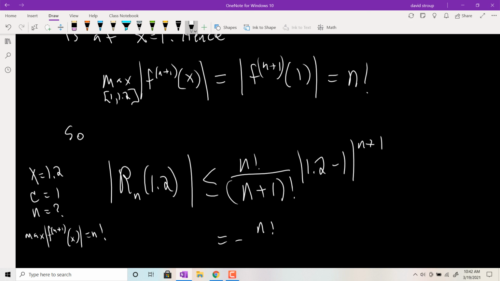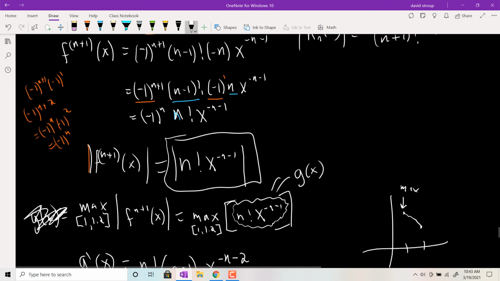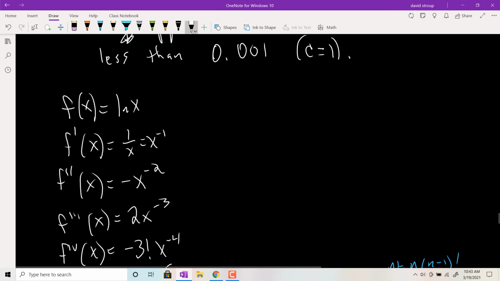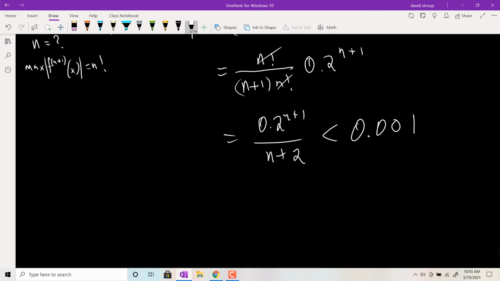Simplifying then, n plus 1 factorial is the same as n plus 1 times n factorial, times the absolute value of 1.2 minus 1, which is 0.2, raised to the n plus 1. And you can remove the n factorials, so this is equaling 0.2 to the n plus 1 all over n plus 2. Okay, we want that thing to be less than 0.0001. Okay, that's given in the problem. You're not going to be able to solve that inequality, so you have to do trial and error.